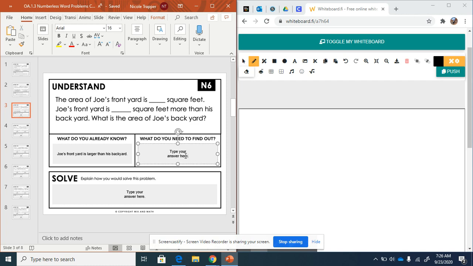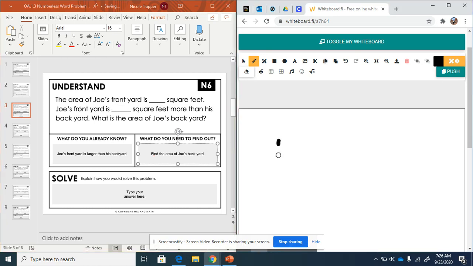So I need to find out, I'll go back and reread the question, what is the area of Joe's backyard? So I need to find the area of Joe's backyard. And now I'm going to draw a picture. The area of Joe's front yard is blank square feet.